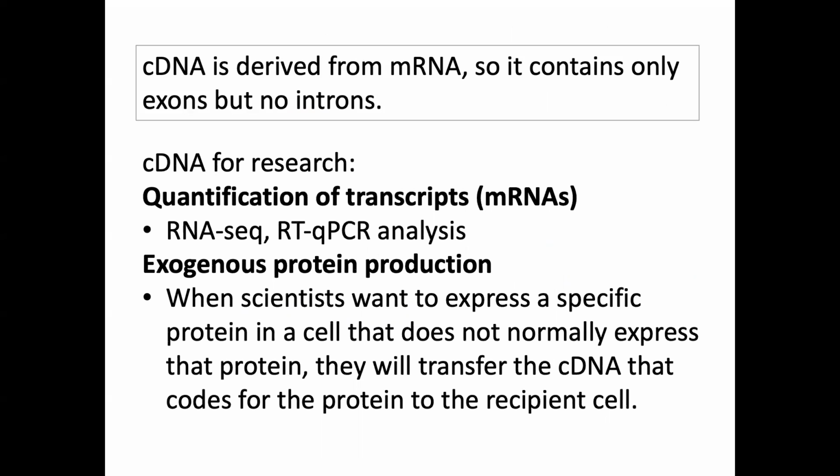Similarly, when scientists perform RNA sequencing to quantify the whole transcriptome inside cells, the RNA has to be converted into cDNA before the sequencing can be done. We will learn next generation sequencing in future lectures. But here, cDNA can also be used to generate recombinant protein. For example, we talked about generating the insulin protein in bacterial culture.